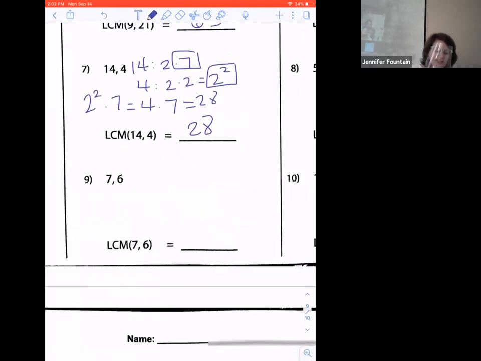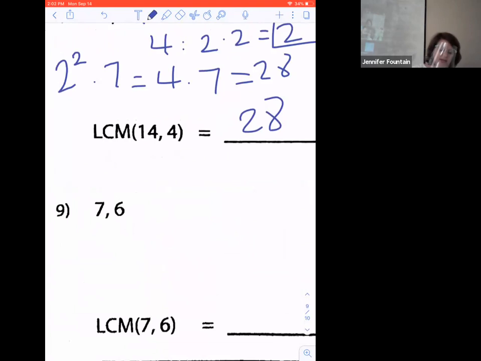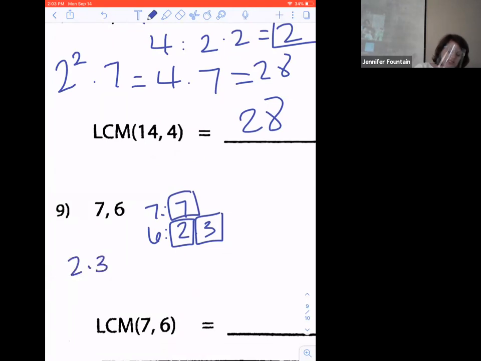And one more on this side, 7 and 6. All right, 7 is just 7, right? And then 6 is 2 times 3. I don't have any exponents, do I? And I've got all 3 different numbers. So that means I have to represent 2, 3, and 7. Okay? So I have 2 times 3 times 7. What's 2 times 3? 6. And 6 times 7 is? 42. Okay.